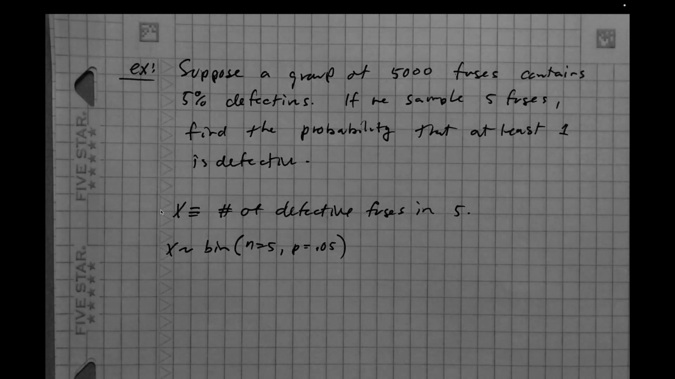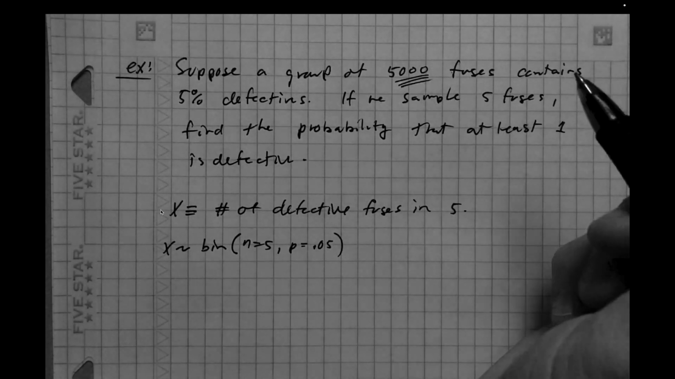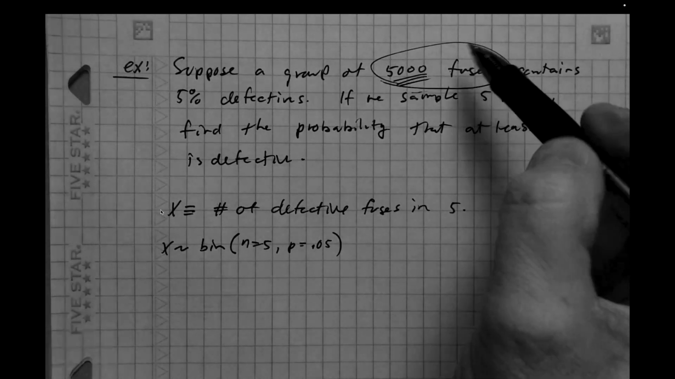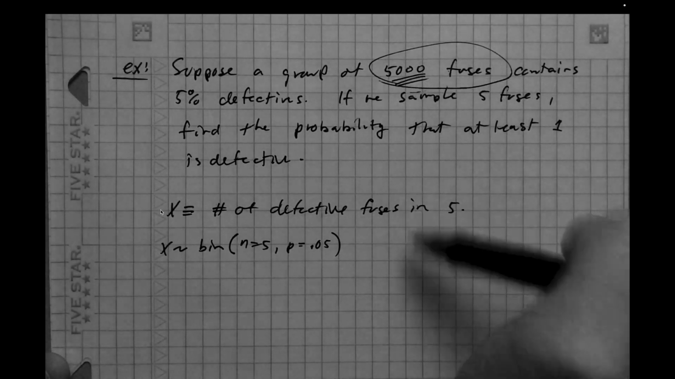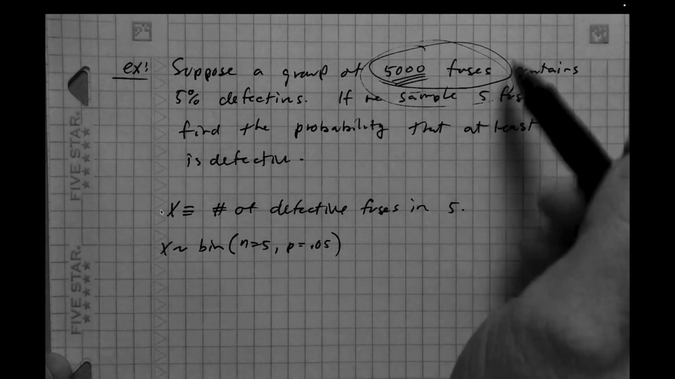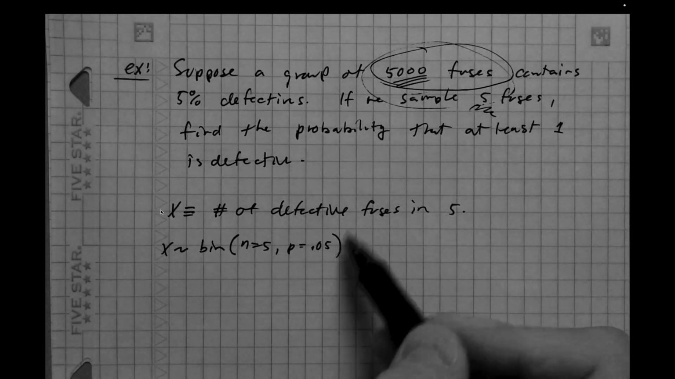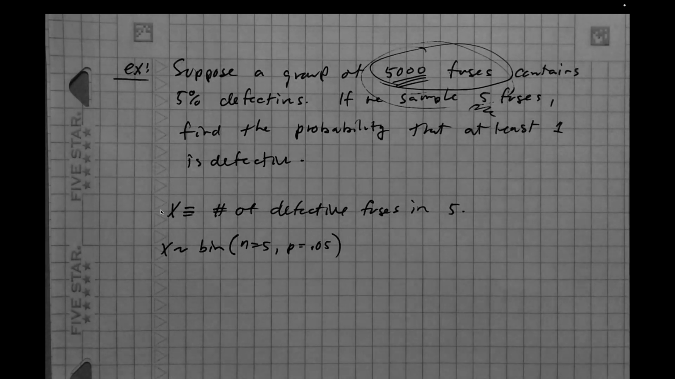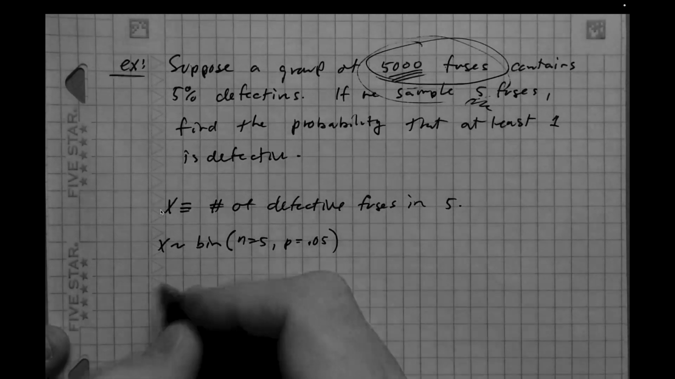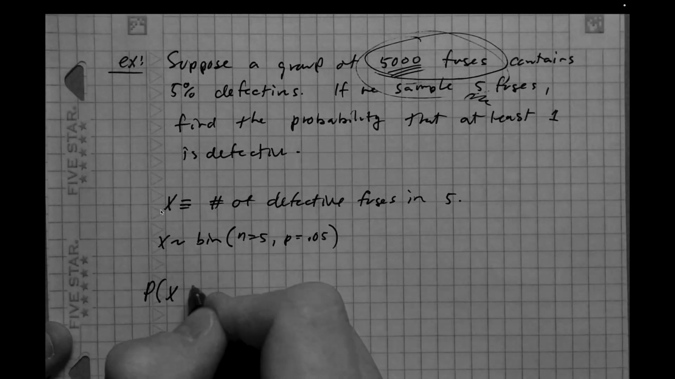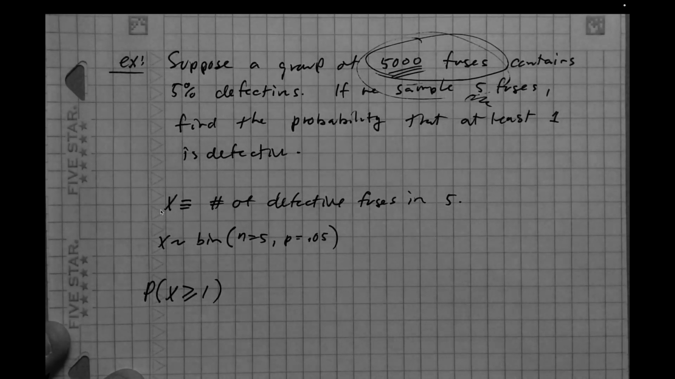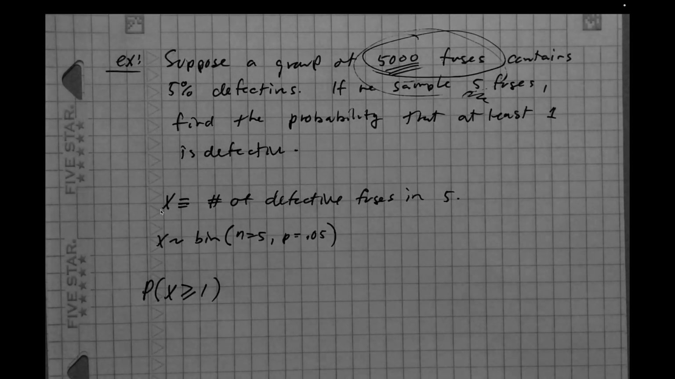Okay, so if I select 5 fuses, there's a 5% chance that each one is defective. This works in this setting because we're sampling from such a huge collection, right? There's 5,000. If you were sampling from like 10, you couldn't really do this. But because there are so many to start with, and we're only selecting 5, we can assign this probability of 0.05 to each of the fuses in the sample. Okay, so what are we looking for? We're looking for the probability that x is greater than or equal to 1. At least one is defective is what we're after, right?